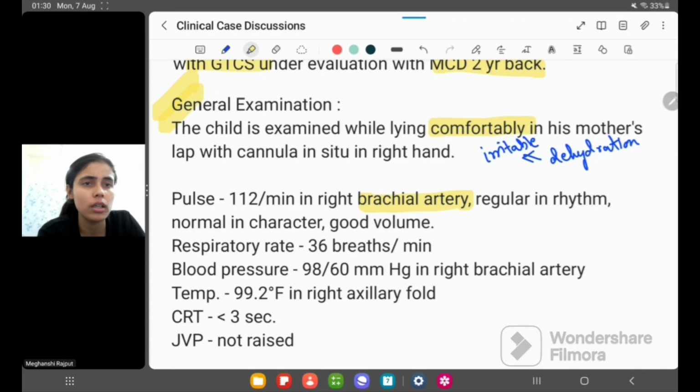The pulse rate is taken in the brachial artery. It is not tachycardia. It is appropriate for the age. The respiratory rate, there is slightly tachypneic because the usual respiratory rate is 20 to 30. And the blood pressure has been taken. The temperature, CRT is less than 3 seconds.